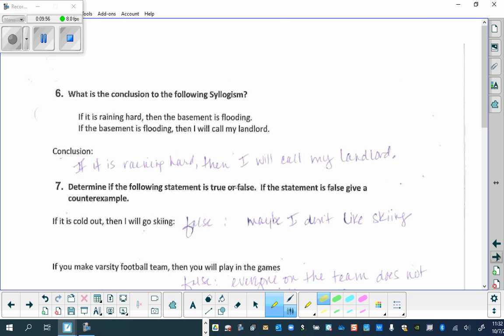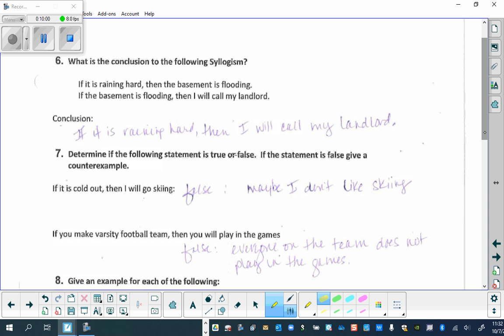Okay. Next page. Here it is with syllogism. And it's funny, the syllogism feels like transitive, but syllogism is a law of logic using ideas, and transitive is a property using either numeric values or things. So if it's raining hard, then the basement's flooding. If the basement's flooding, then I will call my landlord. So I can just connect them. If it's raining, I'm calling my landlord.